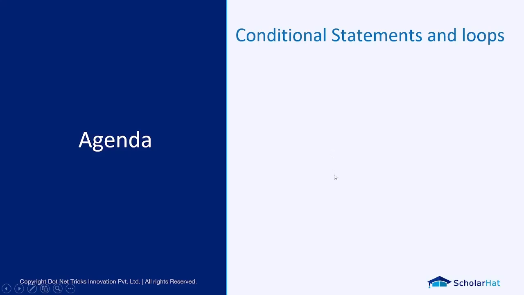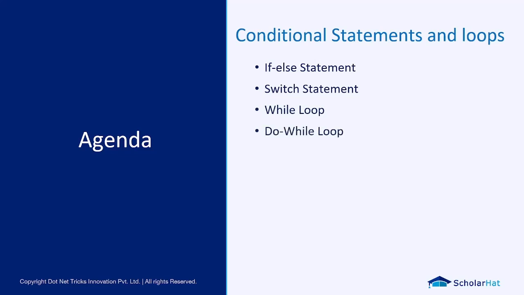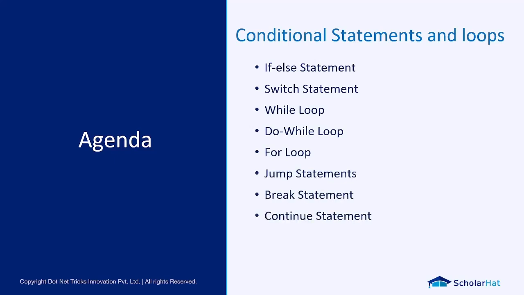Next topic we're going to learn is conditional statements and loops. These are the control statements we're going to learn about. What falls under control statements are if-else statement, switch statement, while loop, do while loop, for loop, and jump statements: break statements, continue statements, go to statements. We're going to see each and everything. Firstly we'll explain, then we'll go to VS Code and see each one by one.